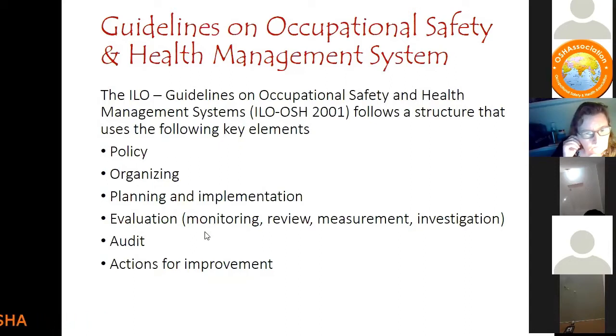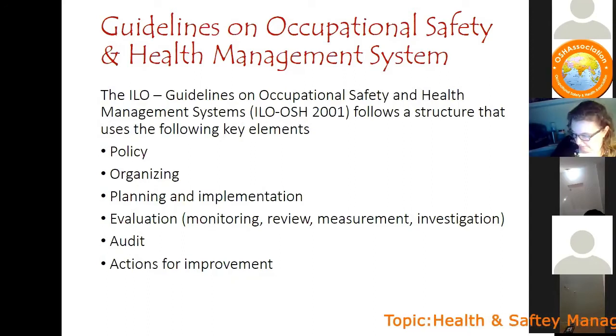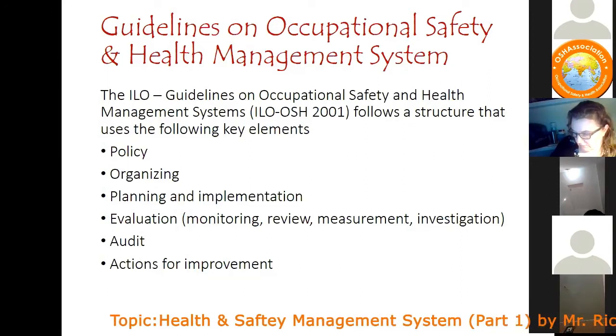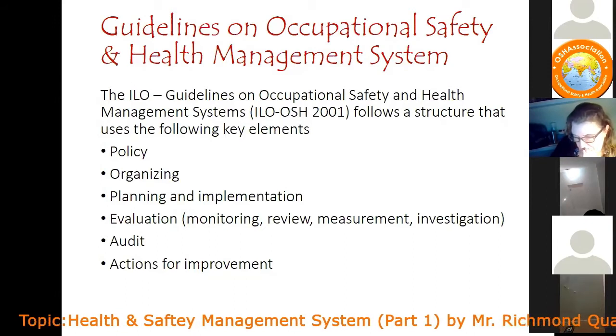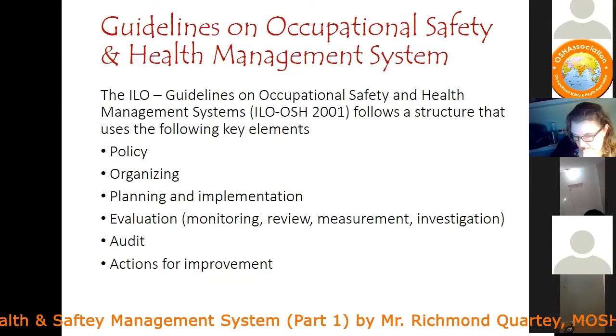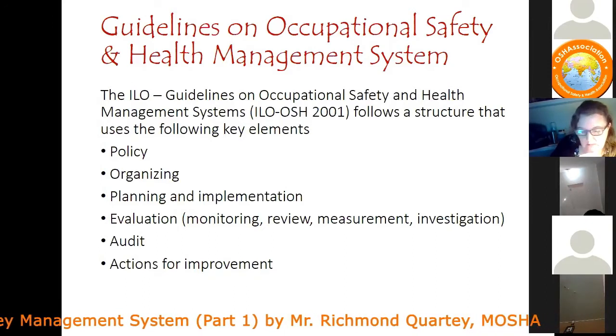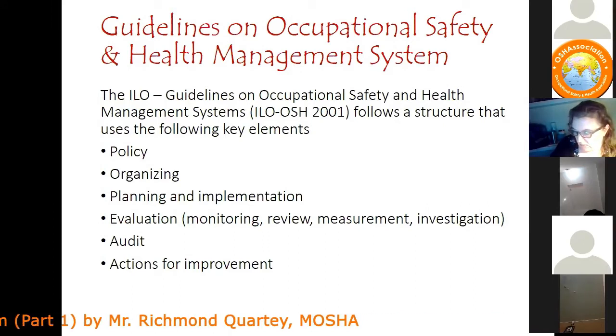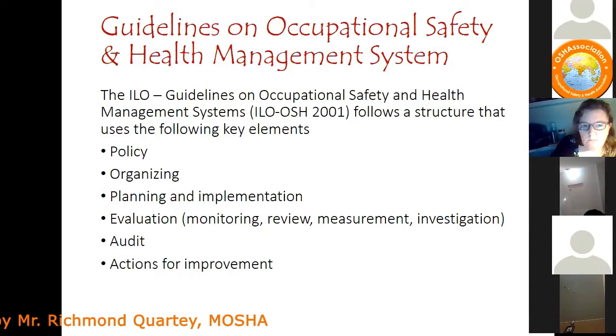Very, very key. If you don't have a proper plan in place, you cannot achieve an effective occupational safety and health management system in an organization or in a work site. It won't work. Now, when you have put all these things in place, that takes you to the next step: evaluation. What is evaluation? Monitoring, review, measurement, investigation.